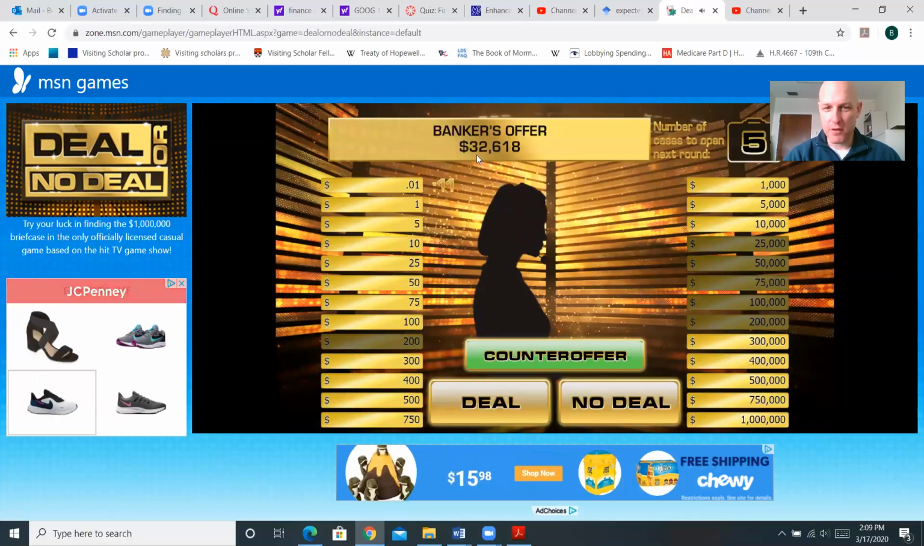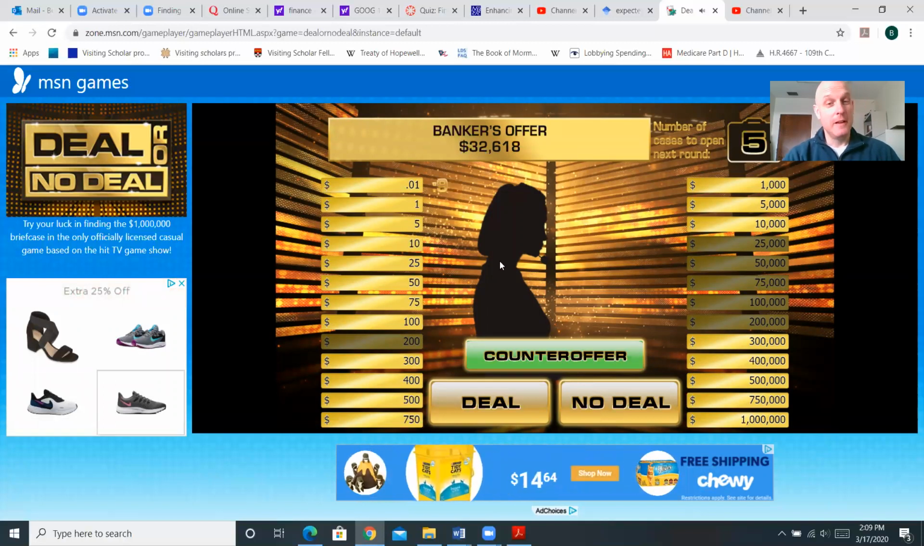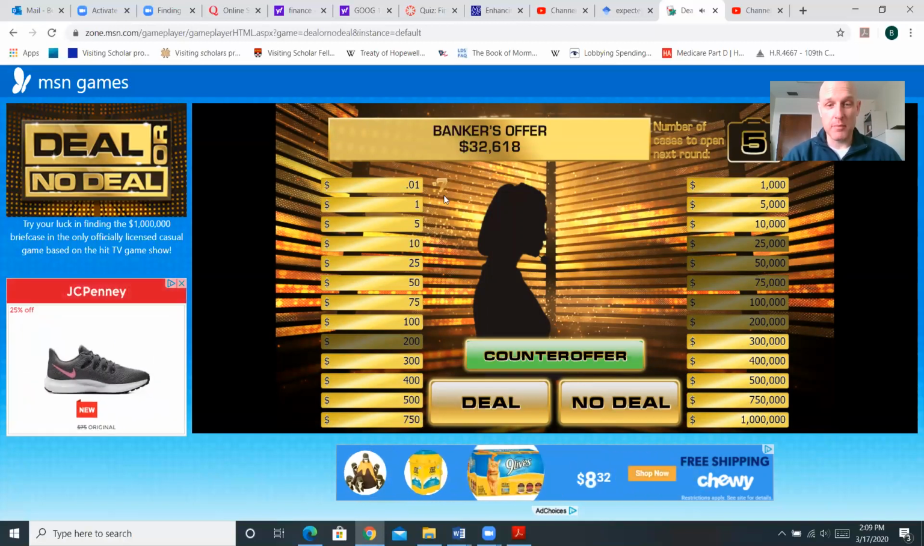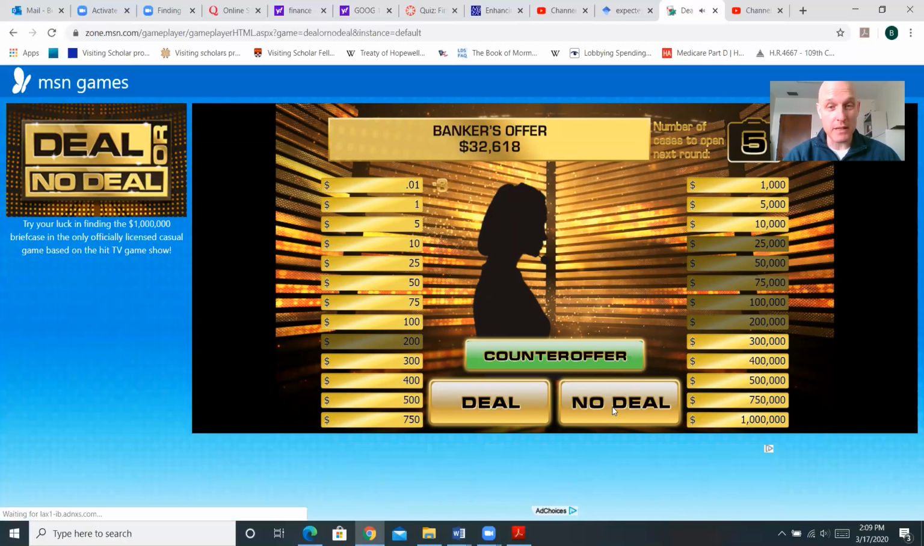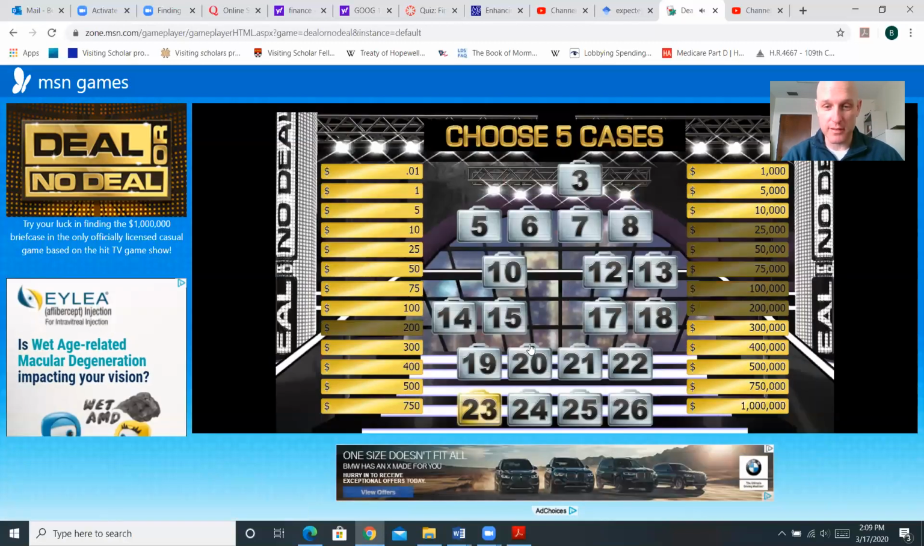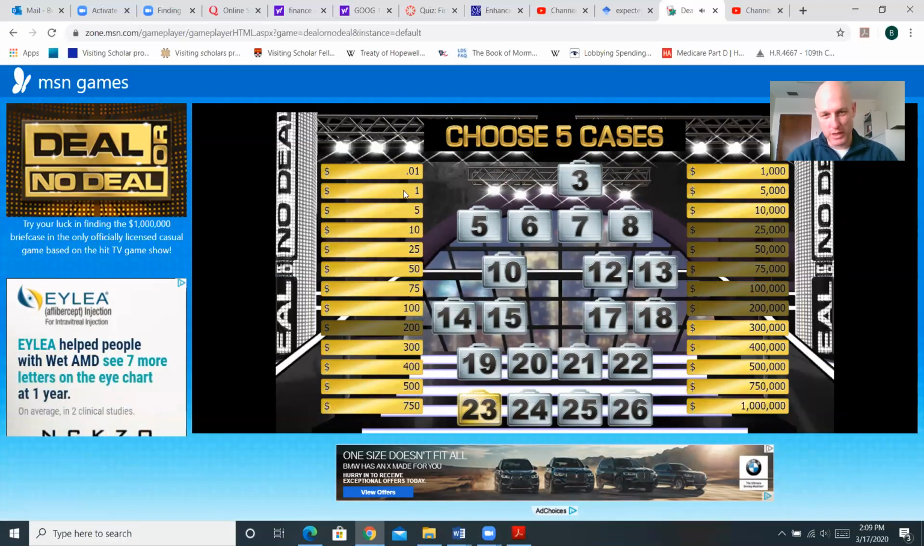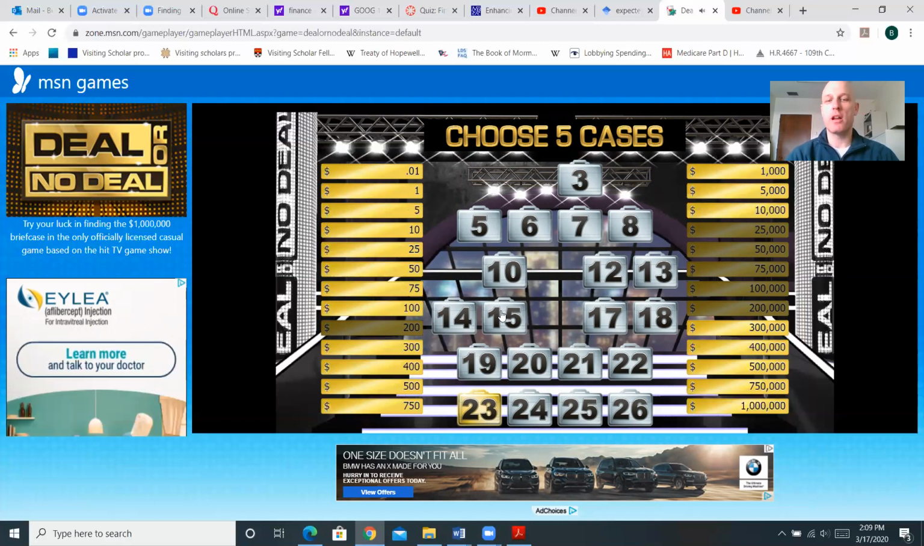So here's the banker's offer. It's $32,000. I don't have time, so I'm going to say no deal, but to determine whether I'm risk averse, I'd have to calculate the expected return given the certainty equivalent. The banker's deal was $32,000. I would have had to say a 1 in 20 chance of this, plus a 1 in 20 chance of this, plus a 1 in 20 chance times this, and so on, and evaluate whether or not I'm risk averse.